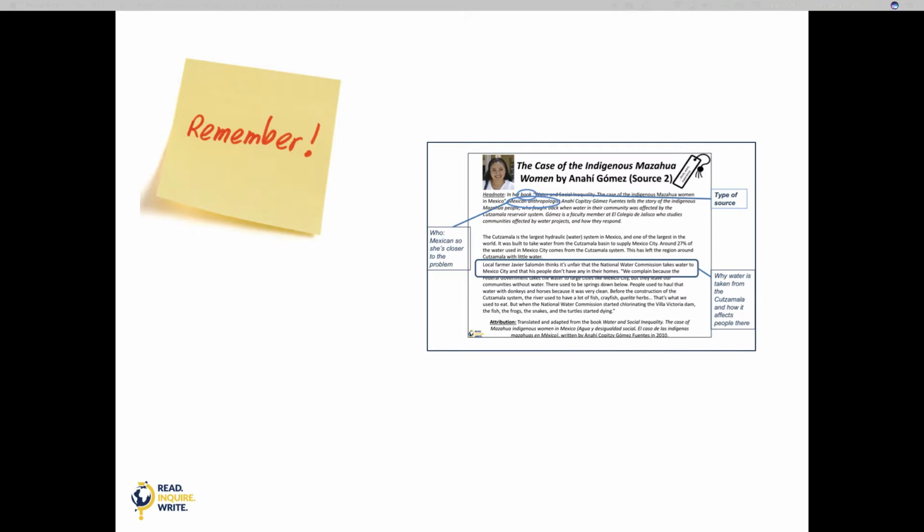Making these annotations is really important because they will help you remember key ideas in the sources. This way, you don't have to try to remember everything or have to reread everything later. Instead, these annotations will make it easier to determine why access to water is unequal in Mexico City.